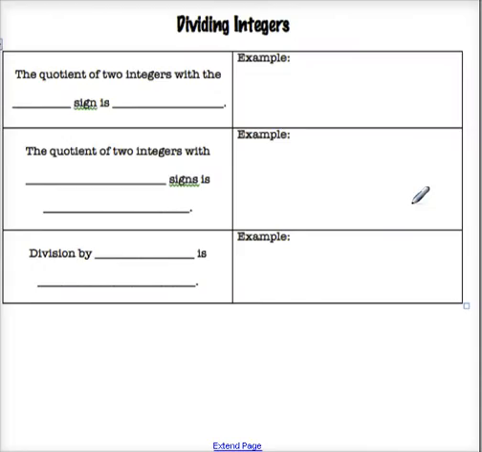All right, dividing integers has the same rules as multiplying, which is nice. The quotient, so that's the answer to a division problem, of two integers with the same sign again is positive.